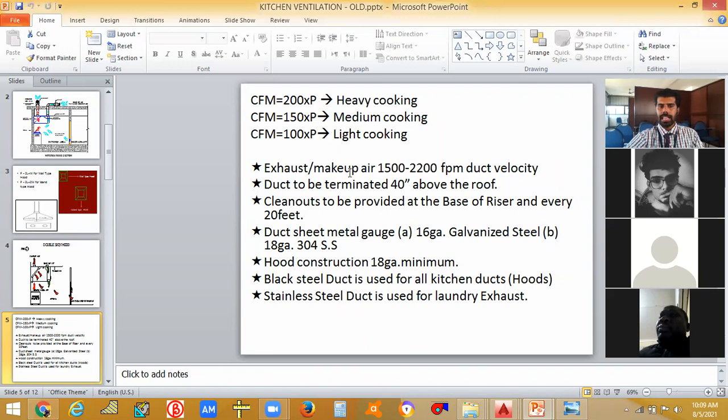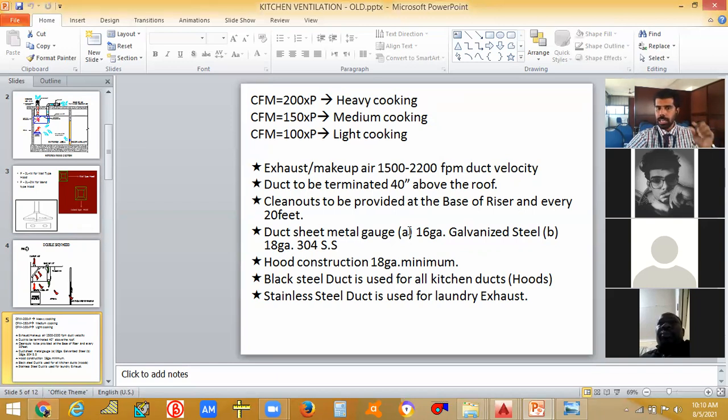Okay? And for the exhaust makeup air, the duct velocity, the speed of the air, should be between 1500 to 2200 FPM. So this is the range. When we are designing, we have to give the velocity. So when they ask for a velocity, we have to give a value in this range. The duct has to be terminated 40 inch above the roof, that I have already said to you yesterday. Cleanout should be provided. That also we have discussed.